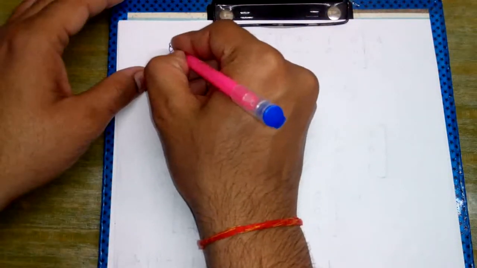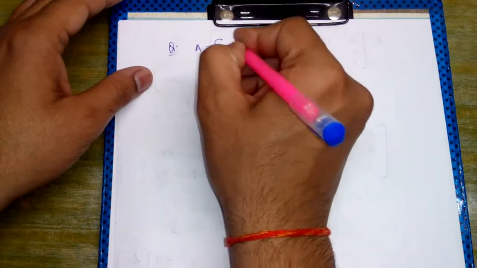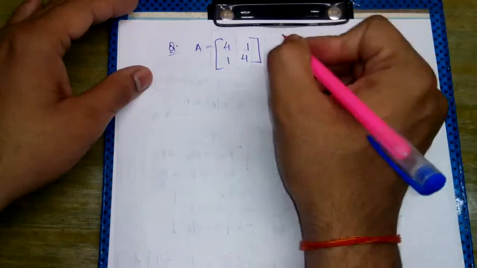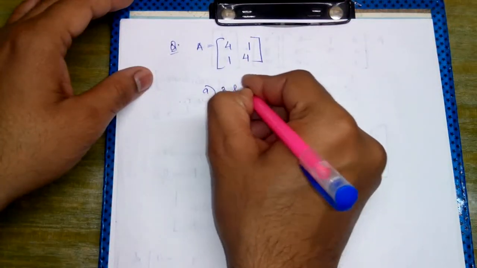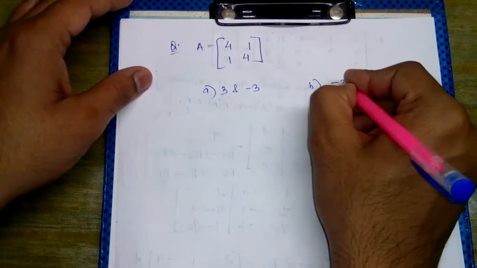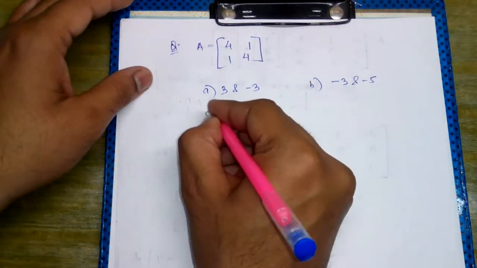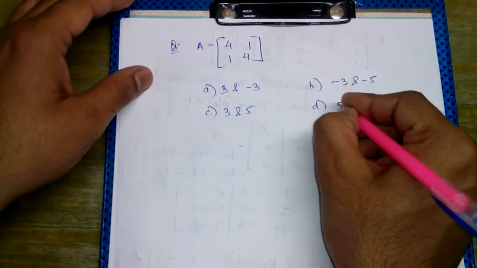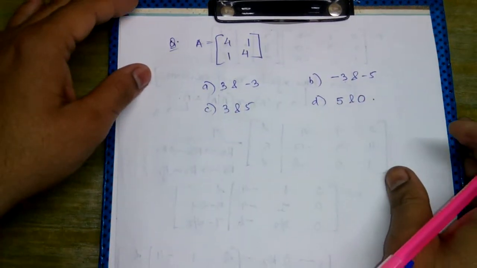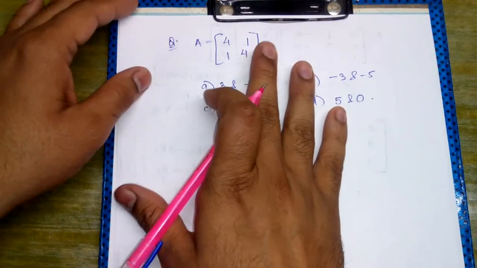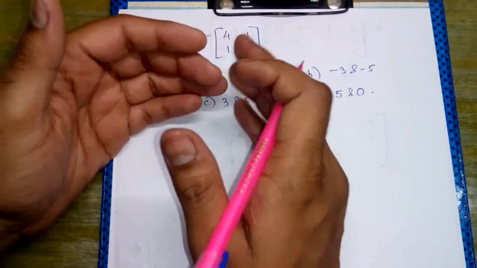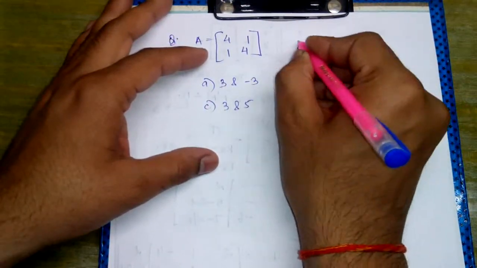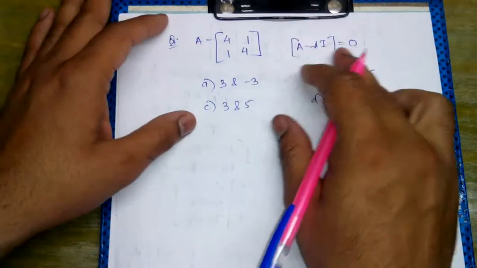Now another question which was asked: a matrix A has been given as [4, 1; 1, 4], and we have to find out the eigenvalues. The options were given as 3 and minus 3, minus 3 and minus 5, 3 and 5, 5 and 0. Now you can also find out the eigenvalues simply by calculating the characteristic equation, that is |A minus lambda I| equals 0. Now this is a long procedure.